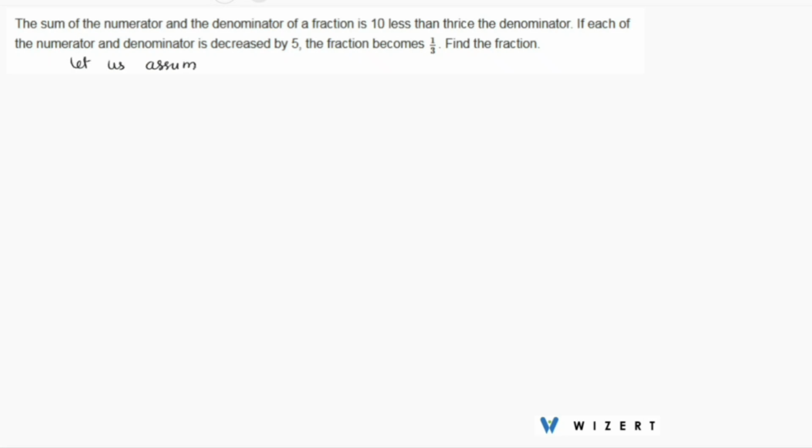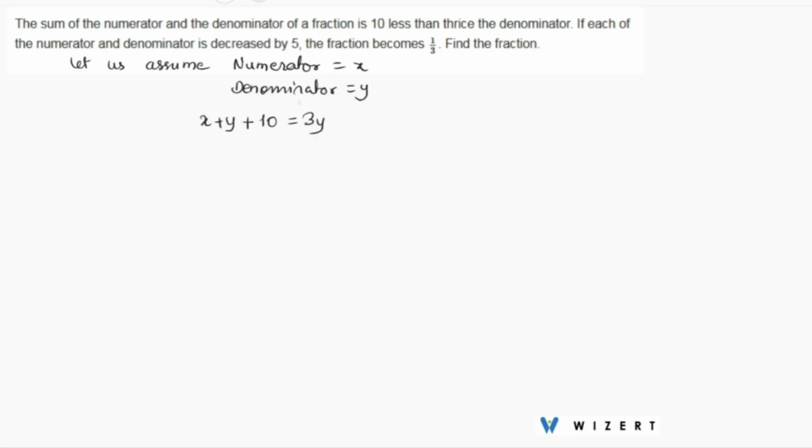Now let us assume numerator equal to x and denominator equal to y. It is given that the sum of numerator and denominator is 10 less than thrice the denominator. So x plus y is 10 less than. So if you add 10 to it, it's equal to thrice the denominator.